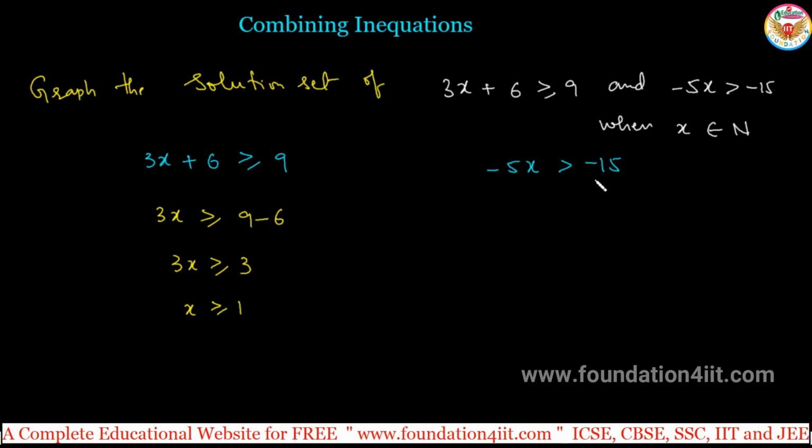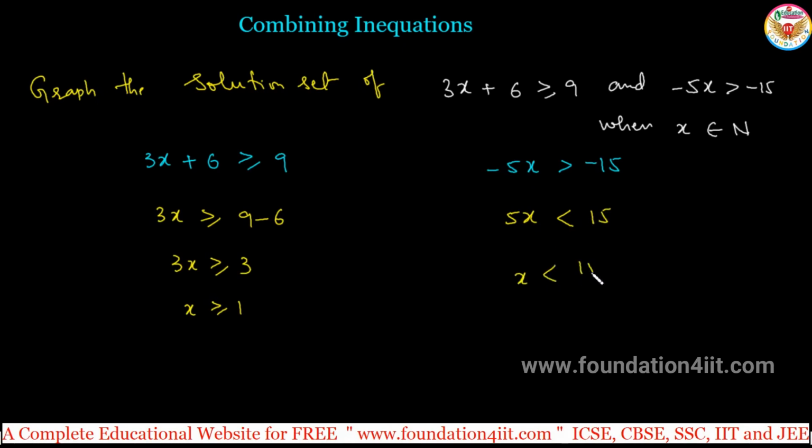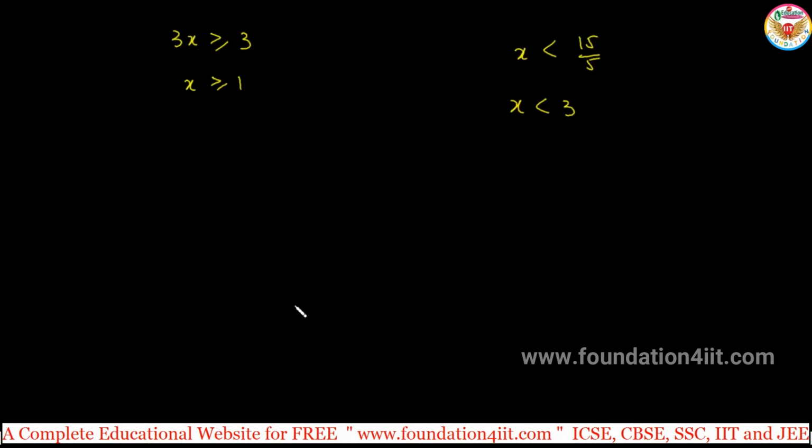And here is one more: minus 5x is greater than minus 15. If we change the sign on both sides, greater becomes less, so 5x is less than 15. Then x is less than 15 divided by 5, dividing by 5 on both sides. So x is less than 3. x is greater than or equal to 1 and x is less than 3. Now let us see the graphing and combination.